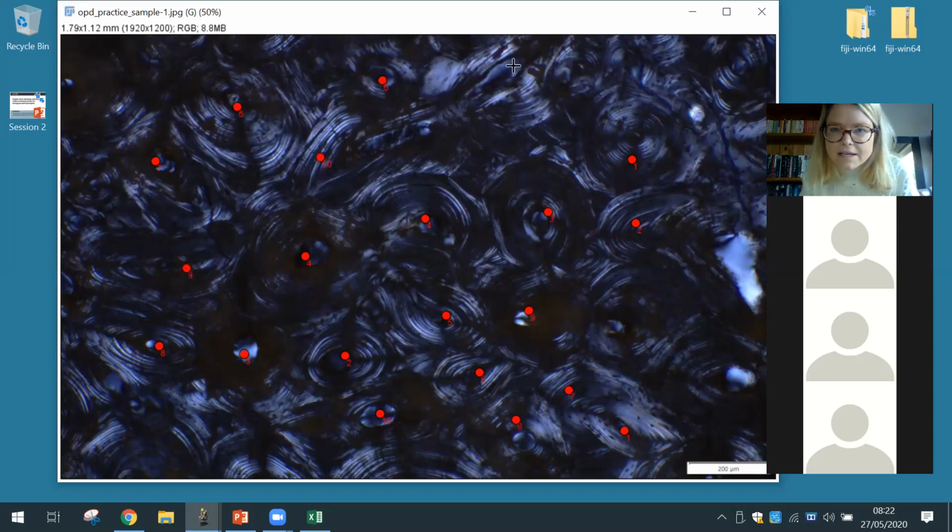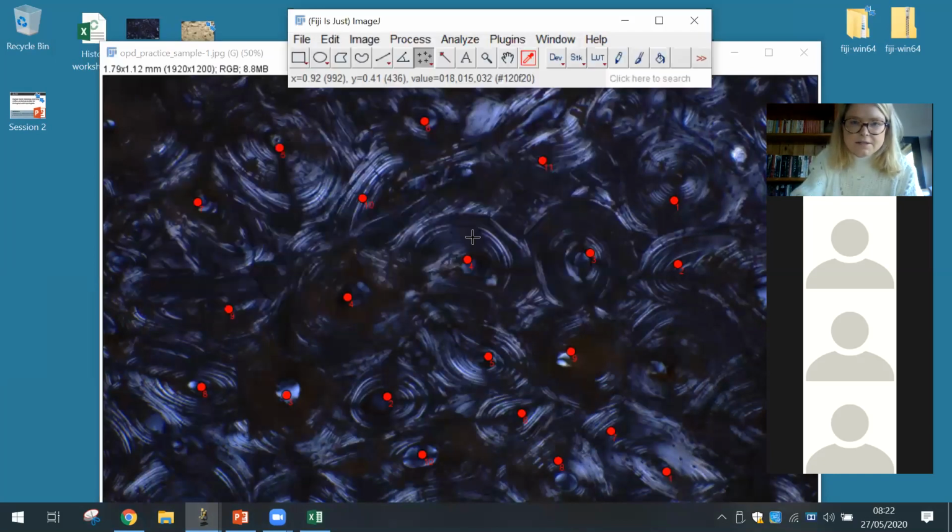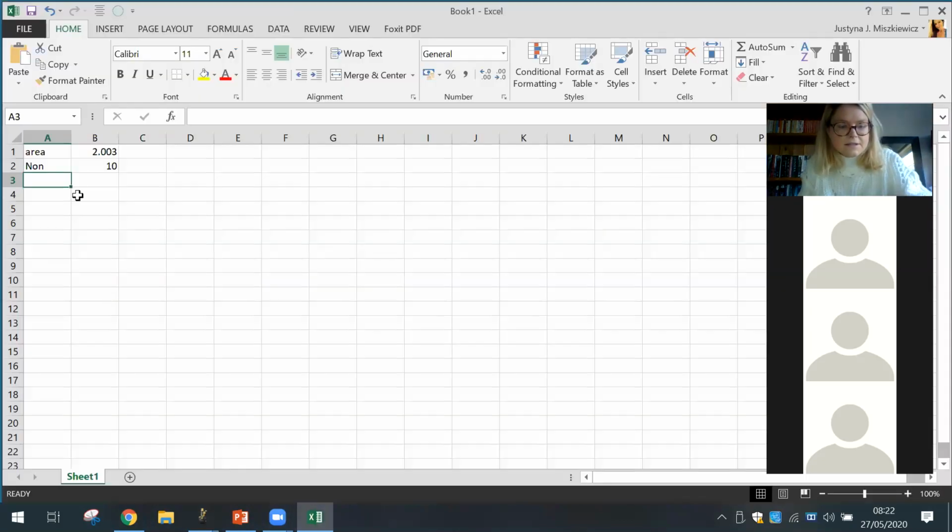Not sure about these. Probably this one. Okay, so let's click M. What do we get? Oh, sorry, it's actually added it onto, let me just do these and then do that. 11. So I've got about 11 of these. So for my NON of D, I've got 11.